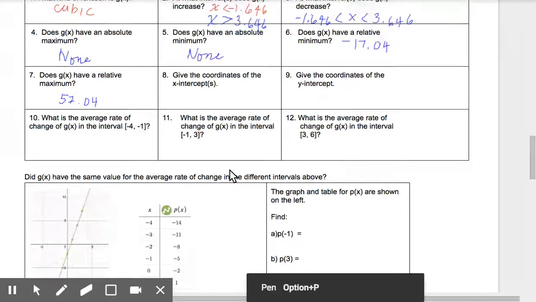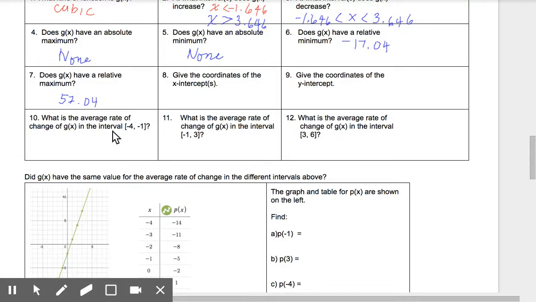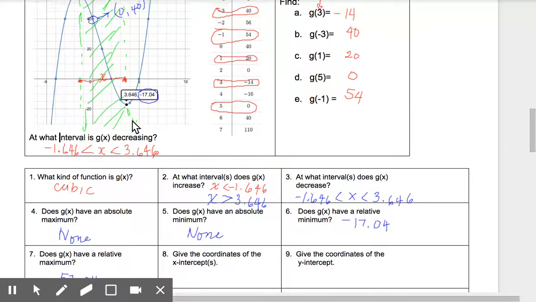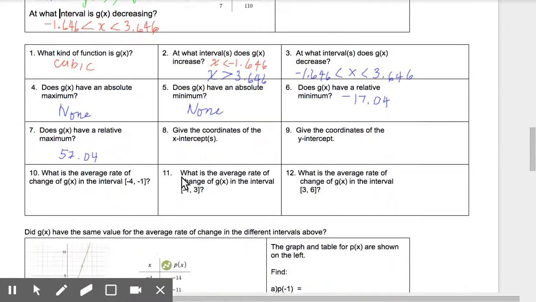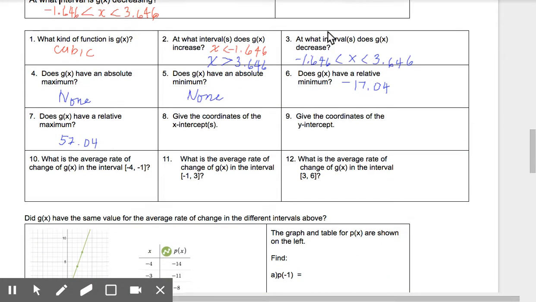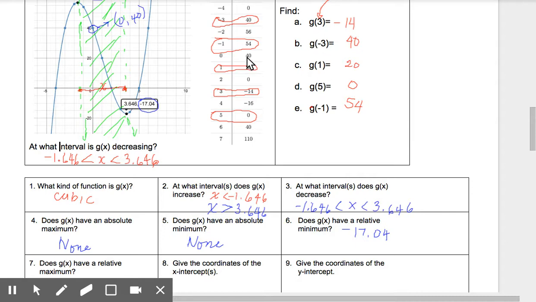And then what else? What is the average rate of change of g of x in the interval negative 4 to negative 1? So this means that when x is negative 4, what is the value of g of x? When x is negative 4, okay, so we can look at the table. g of negative 4 is 0. And then g of negative 1, so let's look again. g of negative 1 is 54.